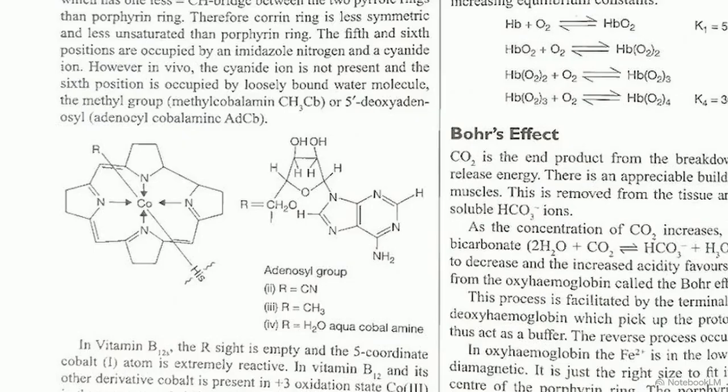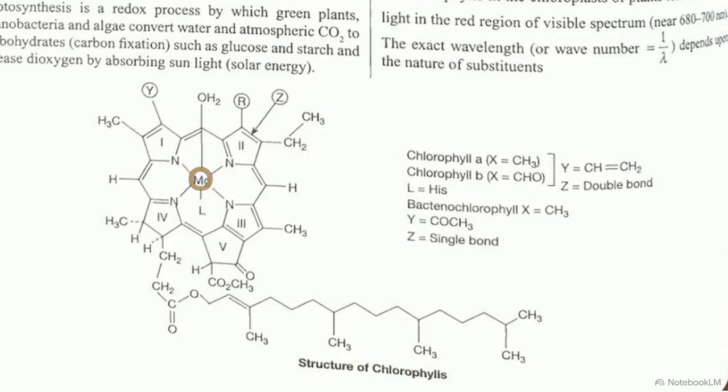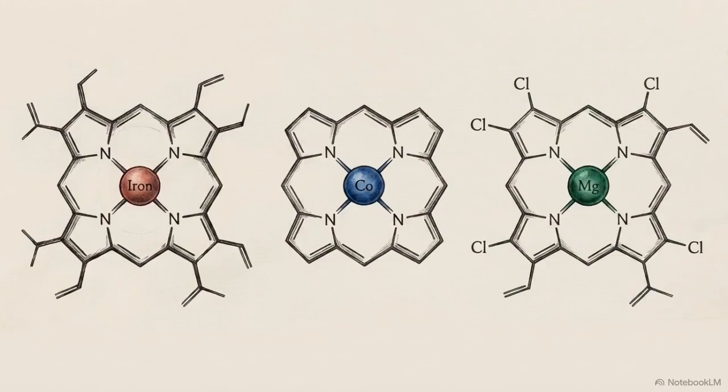Beyond hemoglobin, you must be able to differentiate the 3 primary macrocyclic rings used in biological coordination. While heme uses a symmetric porphyrin ring, vitamin B12 utilizes a corrin ring. It coordinates a central cobalt atom, but the ring itself is less symmetric because it lacks one of the methine bridges found in porphyrins, resulting in a more contracted coordination environment. In the structure of chlorophyll, the central metal is magnesium. It is coordinated by a chlorin ring, which is a porphyrin derivative where one of the double bonds in a pyrrole ring has been reduced.